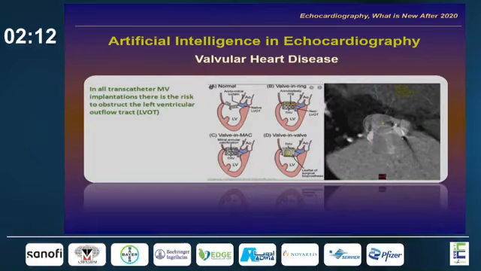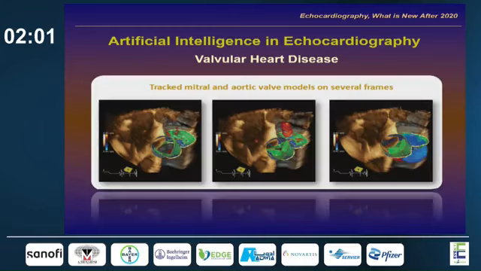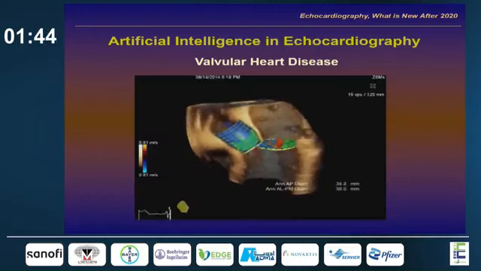then this will help you in all transcatheter mitral valve implantation, where there is a risk to obstruct the LVOT when you, for example, insert a mitral clip or a mitral valve prosthesis. In addition, you have tracked mitral and aortic valve models in several frames within the cardiac cycle. You can see here how the aortic valve is open and the mitral valve is closed, semi-open and semi-closed, and mitral valve open and aortic valve closed.